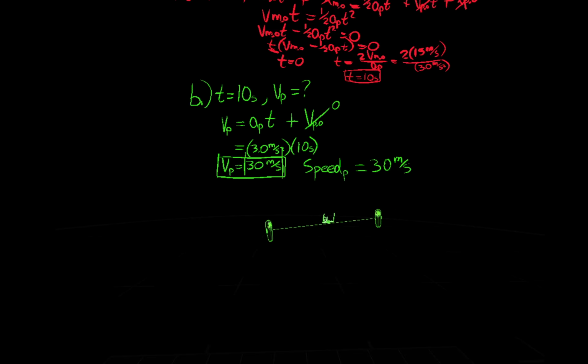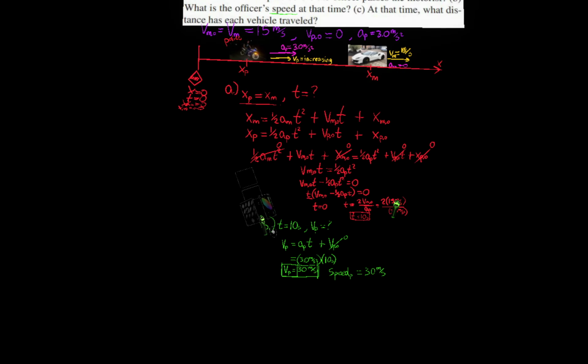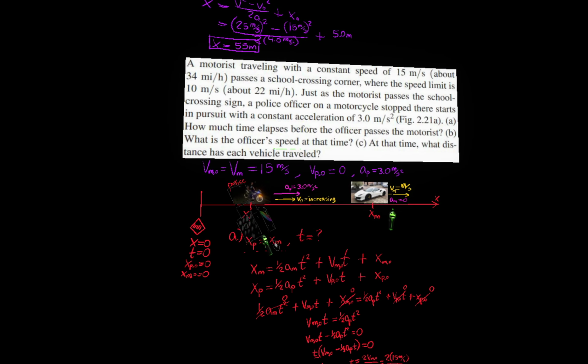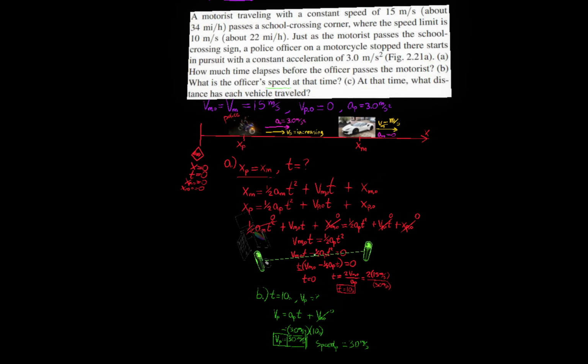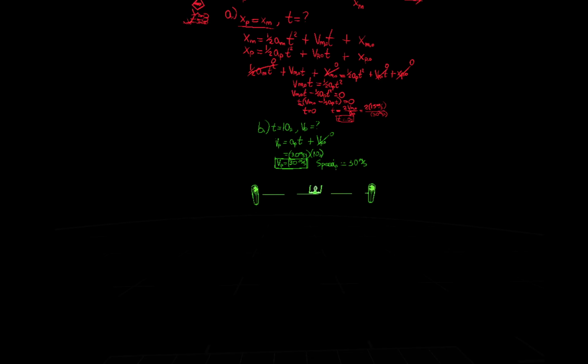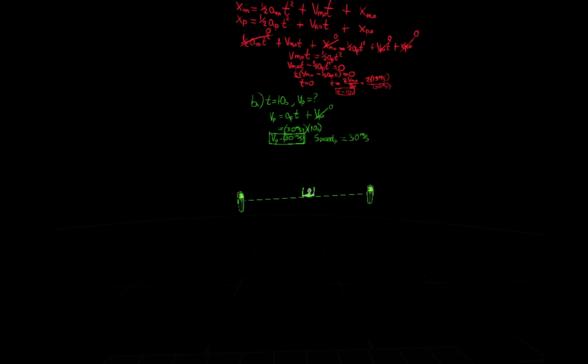Okay, and then part C. What does part C say? Last part of this problem here. Part C. At that time, so 10 seconds again, what distance has each vehicle traveled? So now we're asking about position. And before we said, well, xm equals xp. But now we're saying, well, what really is xm and xp? So we know that xm and xp are going to be equal because that's what we mentioned before.